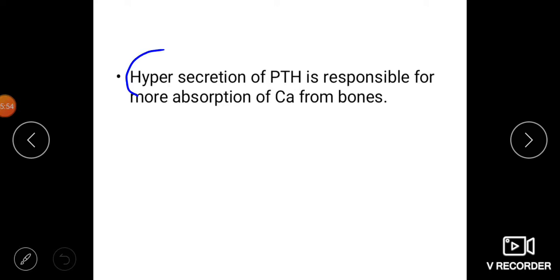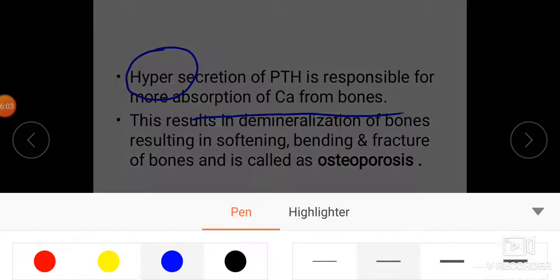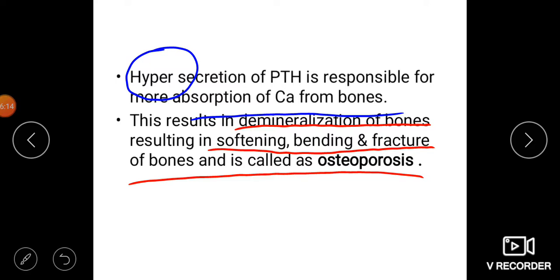Hypersecretion: if it is secreted in larger quantity, it is responsible for more absorption of calcium from bones. This results in demineralization of bones, resulting in softening, bending and fracture of bones, called osteoporosis. If PTH is produced in greater quantity, it will influence the blood to maintain a high level of calcium. In order to maintain a higher level of calcium, more and more calcium is taken from the bones. As a result, bones become thin, soft, and undergo bending as well as fracturing.